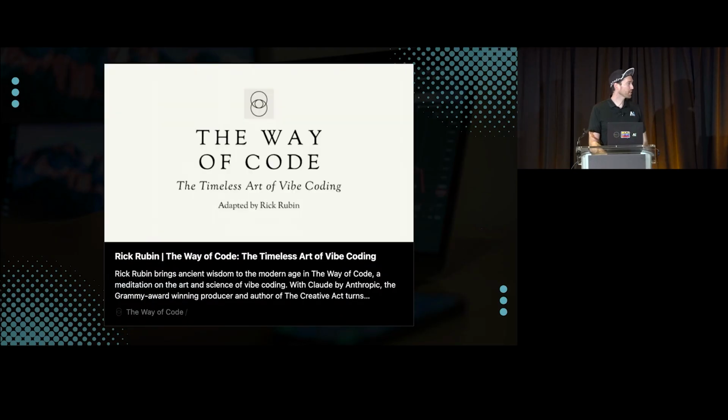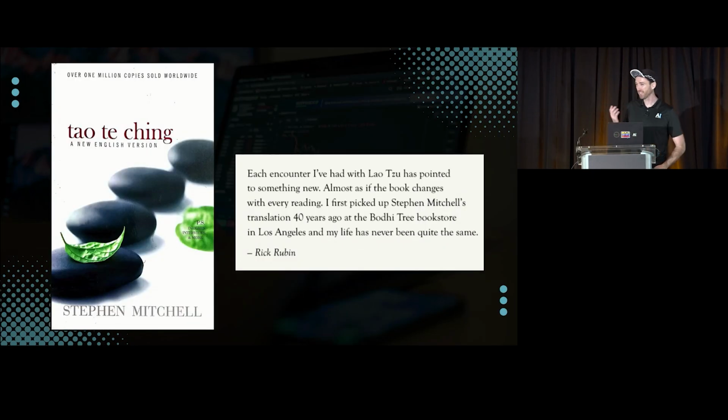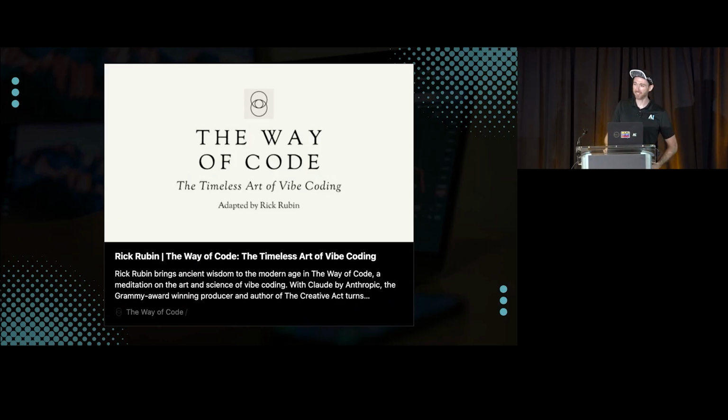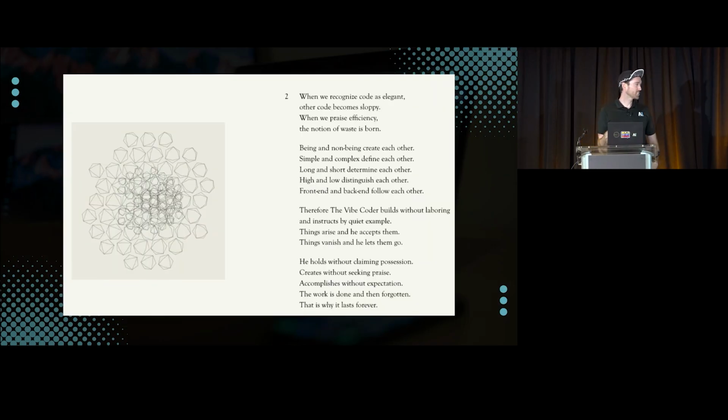You guys may have seen Rick Rubin, what a legend. He put this together, Way of Code, when this first came out. We can have some fun this afternoon, right? Rick was like, yo, I read the Tao and it changed my life, right? Thus, the vibes. And it's called the Way of Code, the book of the way. A dope piece of work here, if I do say so myself.